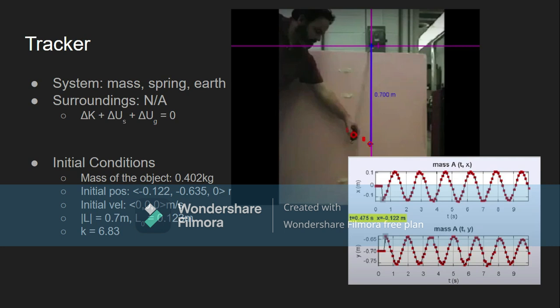For initial conditions, the mass of the object is 0.402 kilograms, the initial position is negative 0.122 meters and negative 0.635 meters in the x and y positions respectively. The initial velocity is 0 meters per second, the magnitude of L is 0.7 meters, L0 is 0.123 meters, and K is 6.83. You can see how I set up the coordinate system in Tracker and graphs of the data collected from Tracker on the right.